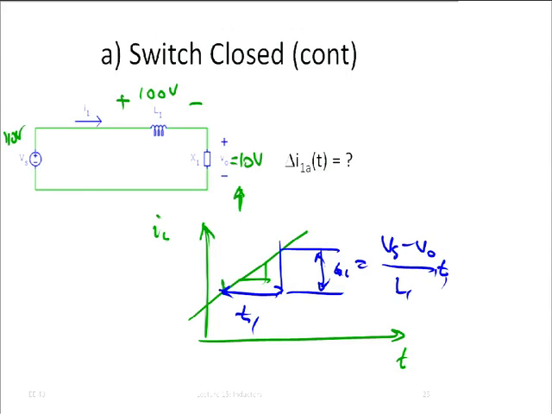Where does it start from? Well, the very first time when you turn on this circuit, then of course it will start from 0. But after a while, it will not be 0 anymore, and it will start from a value that is not 0. Okay? All right. So that's what happens when the switch is closed.